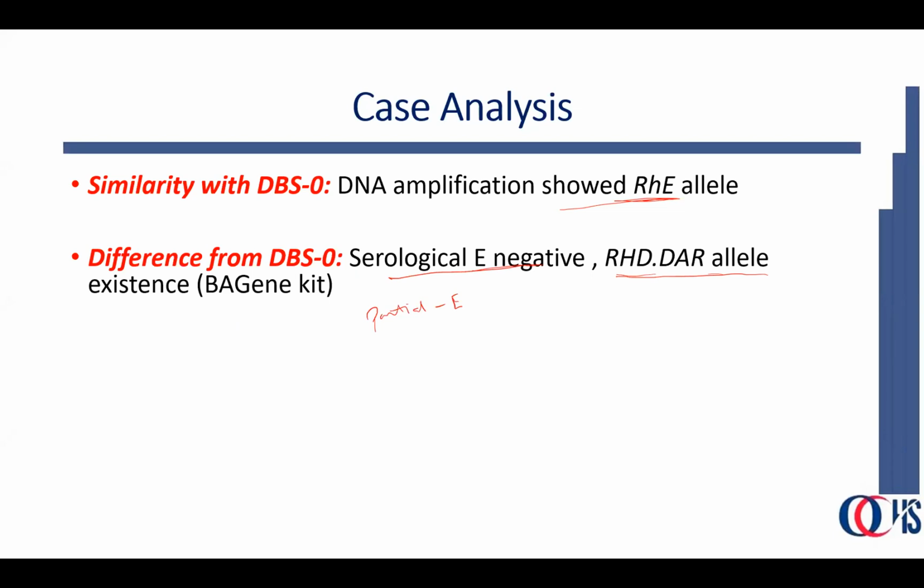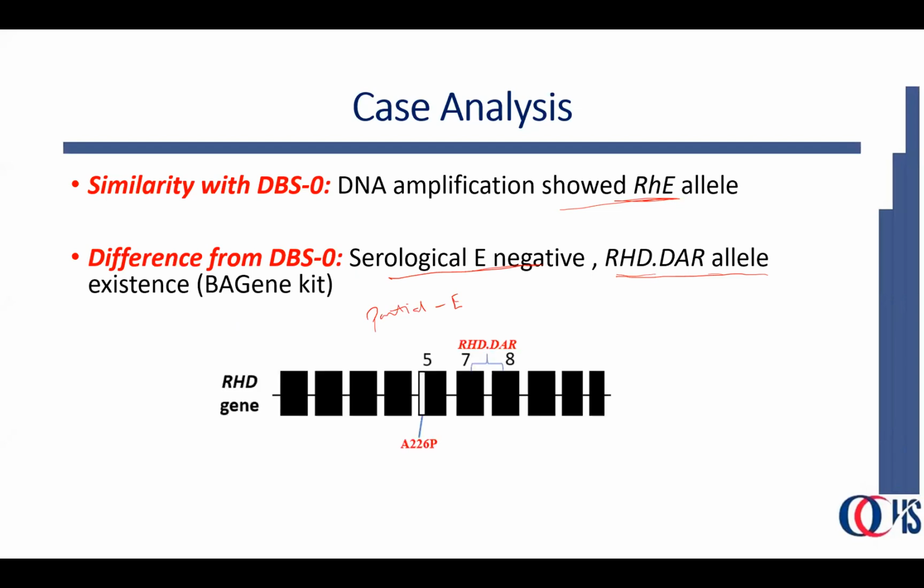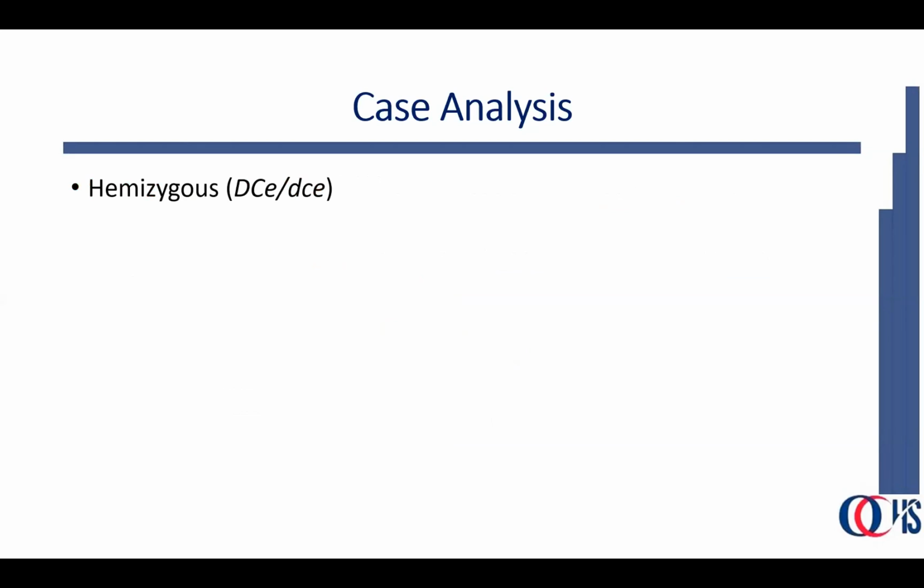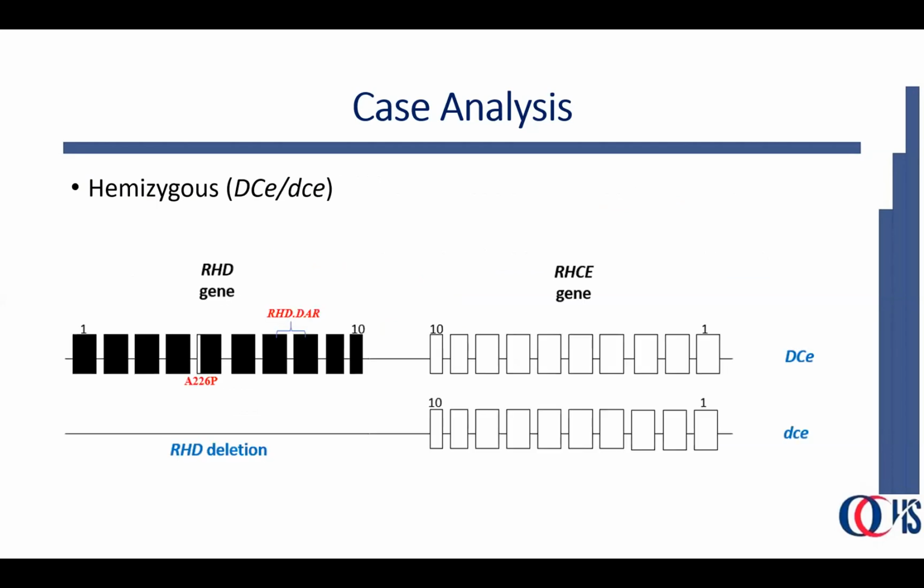We don't see any partial, we didn't see big E antigen. So that was what we predicted in this case, that we have an RHce allele within the RHD, and there is a mutation causing, along with that, a mutation causing the DAR phenotype as well. So we have also thought this may be hemizygous, where we have one gene, from one parent, having what I have already explained, two types of mutations, DBS0 and RHDr.